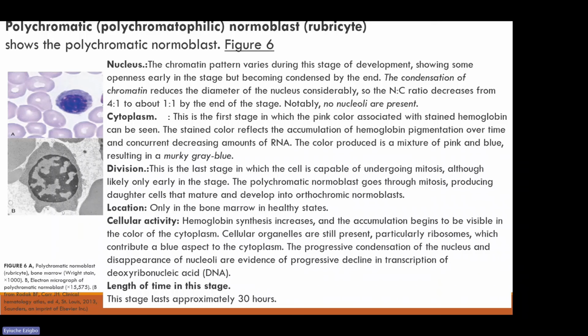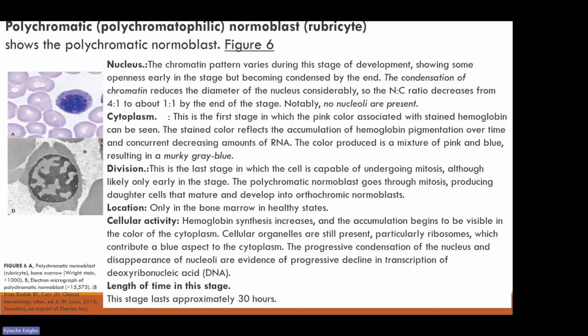In the cytoplasm, this is the first stage in which the pink color associated with stained hemoglobin can be seen. The stained color reflects the increasing hemoglobin and the concurrent decreasing amount of RNA. The color produced is a mixture of pink and blue, resulting in a murky gray blue. So the pink color of the hemoglobin begins to appear at this stage.